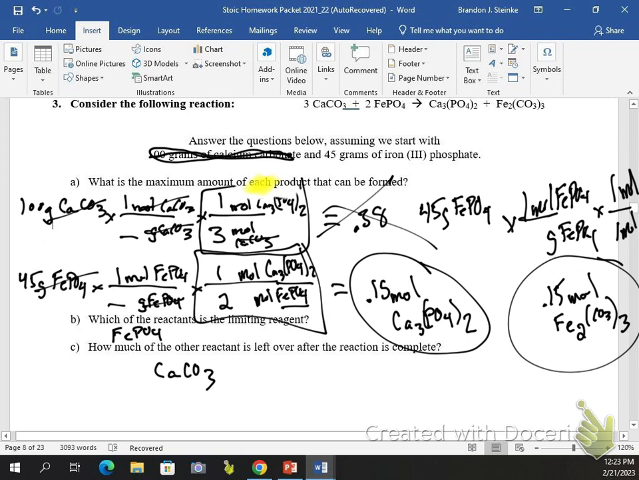So if we did iron carbonate, it would be the other. Right. So let's say some of you chose to do iron carbonate first in your limiting reactant part, right? So you already found that one. Now you'd have to go back and do the calcium phosphate. That's why it truly doesn't matter which one you start with.